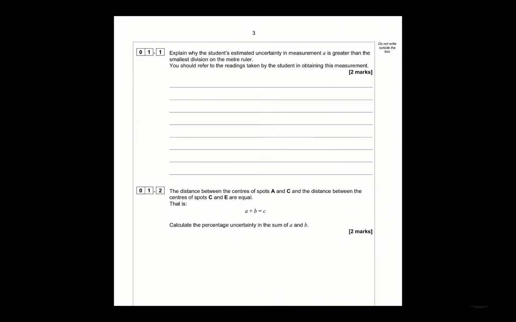Question 1.1 is: explain why the estimated uncertainty in measurement A is greater than the smallest division on the meter ruler. You should refer to readings taken by the student in obtaining this measurement. When dealing with uncertainty, especially with analog instruments, you often say the uncertainty is plus or minus half the resolution, or sometimes plus or minus one of whatever the resolution of your measuring device is.